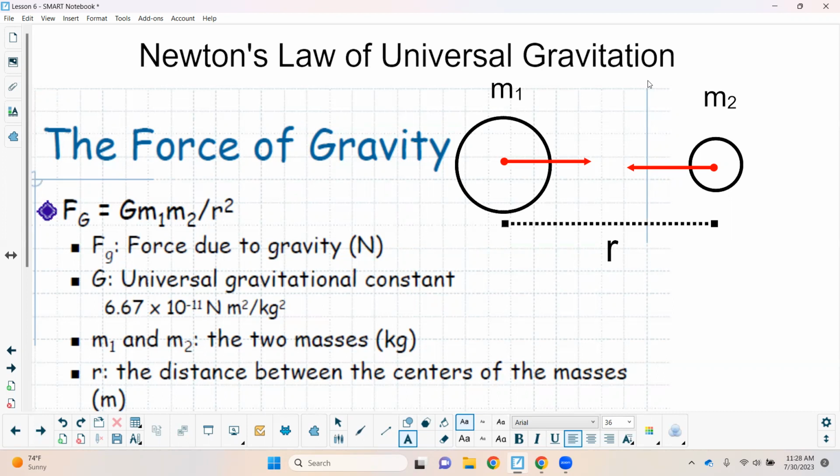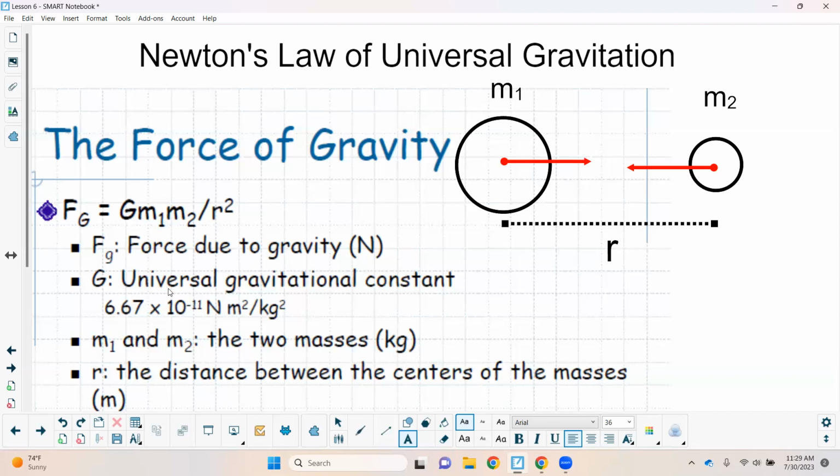So in this case, this is the generic picture for it. This circle here represents mass 1, this circle represents mass 2, and there is a force of attraction that is trying to pull them together, and that is the force of gravity. So the equation for it is Fg, for force of gravity, is equal to big G m1 m2 over r squared. So Fg, force due to gravity, that's the universal equation for it.